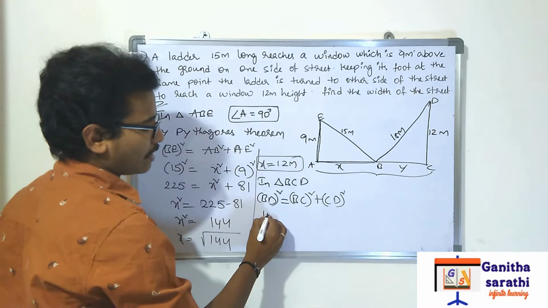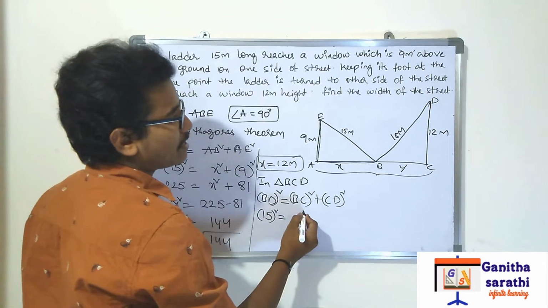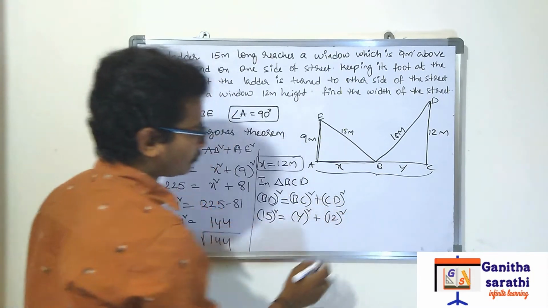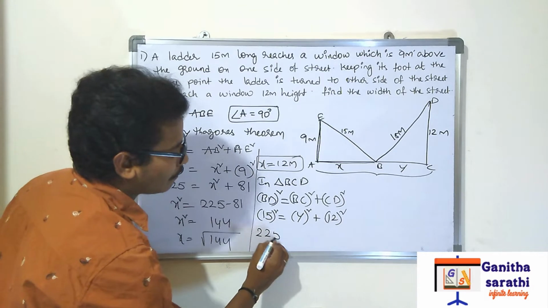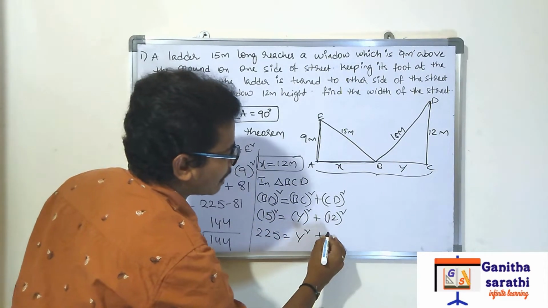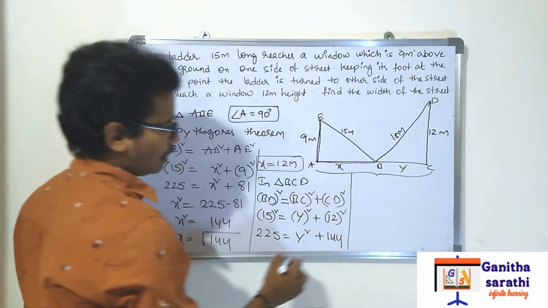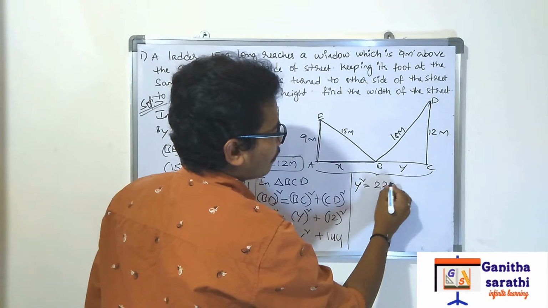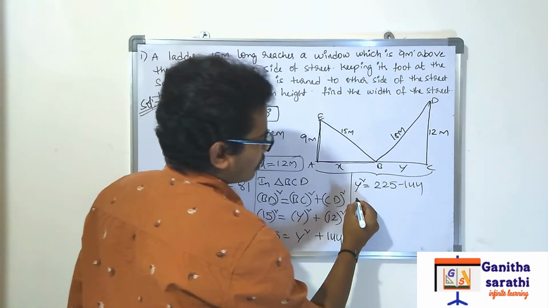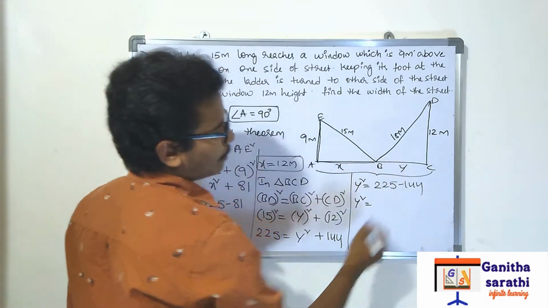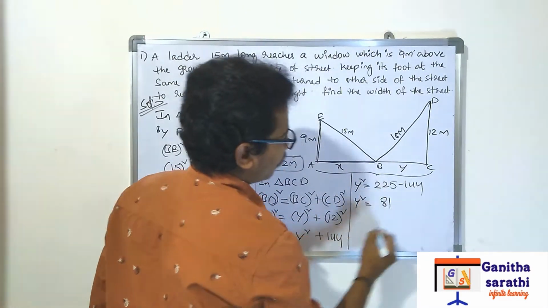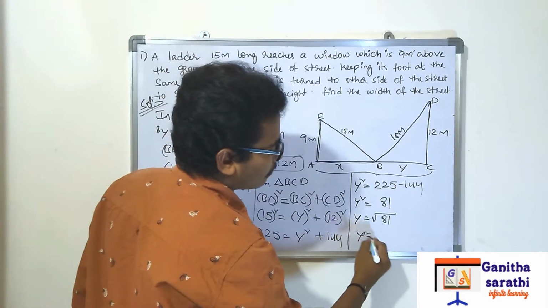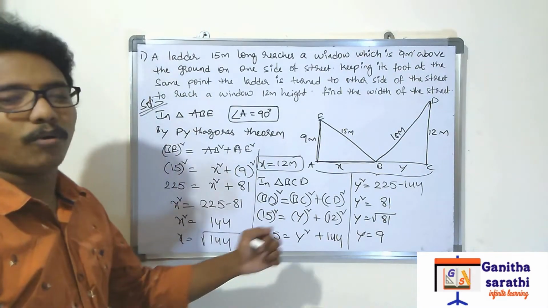What is BD square? Same, 15 square is equal to BC, we have to find BC, plus CD square is 12 square. So 15 square is how much? 225 is equal to y square plus 12 square, which is 144. So take this plus 144 to the left hand side. y square is equal to 225 minus 144, which is 81, right? y is equal to the square root of 81. y is equal to plus or minus 9, so you take only plus 9.